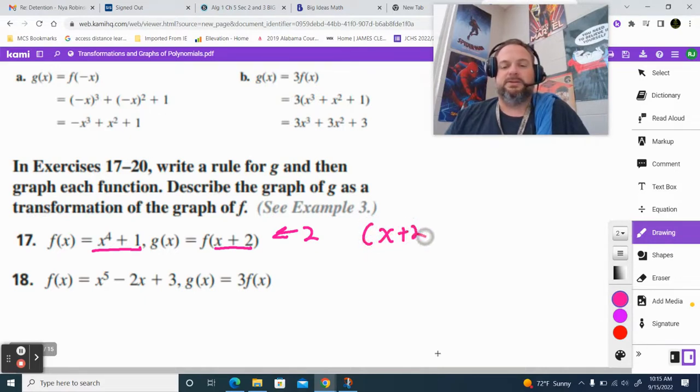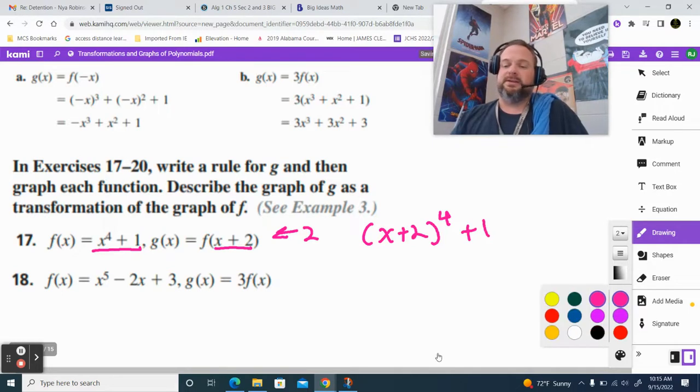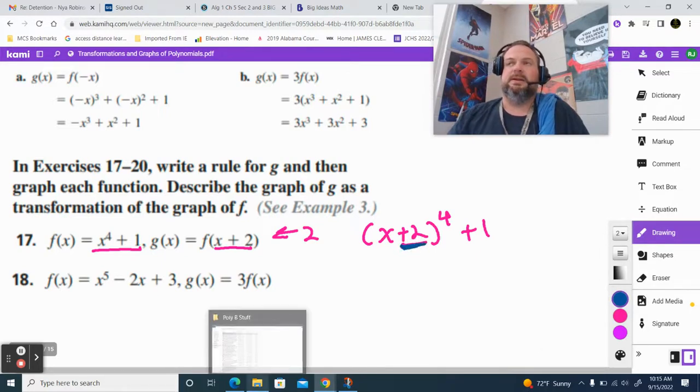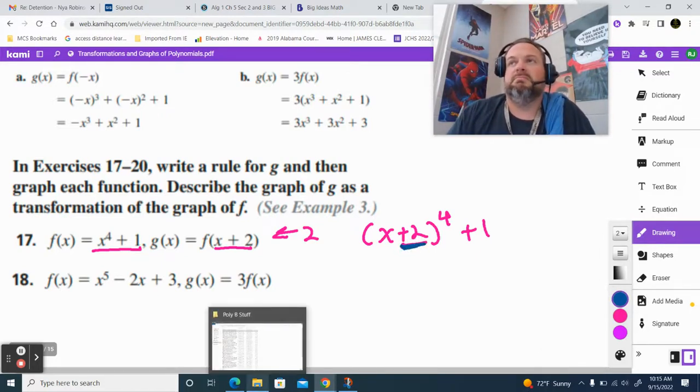X plus 2 to the 4th power plus 1. That's all we did. We just inserted this right here. That's this color. We just plugged it in. Now, it says 17 through 20. I did have more, but then I was like, no, 2 would be good. That's exactly what we need to get and move on.